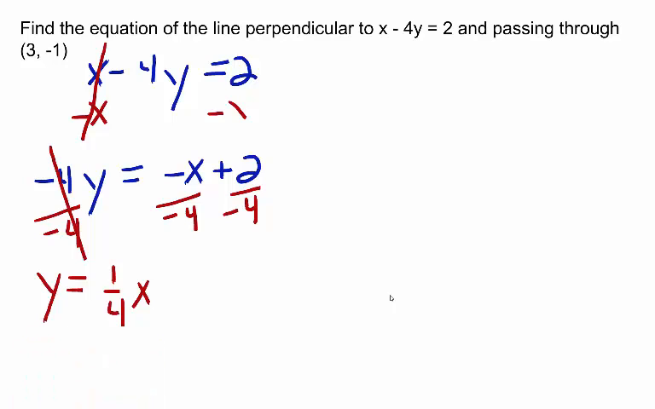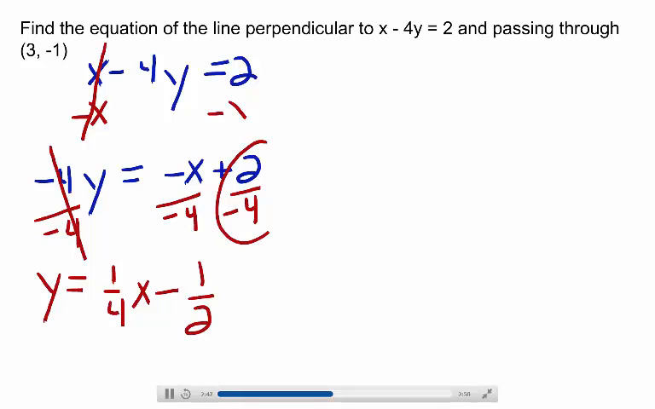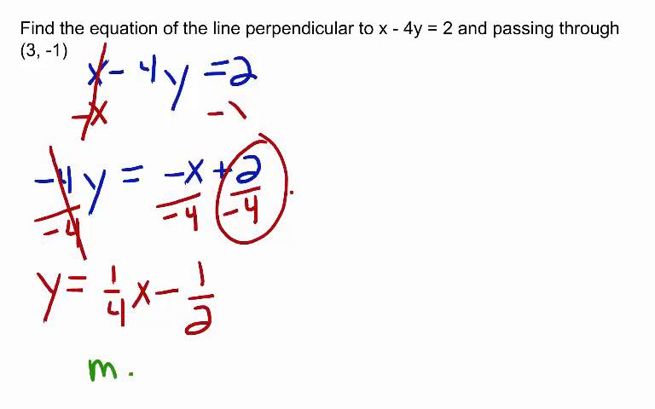Anyway, we have y equals 1/4 x minus 1/2, which comes from 2 divided by negative 4. Simplifying that fraction gives us negative 1/2. So now, for this equation, we have our slope. m equals 1/4.